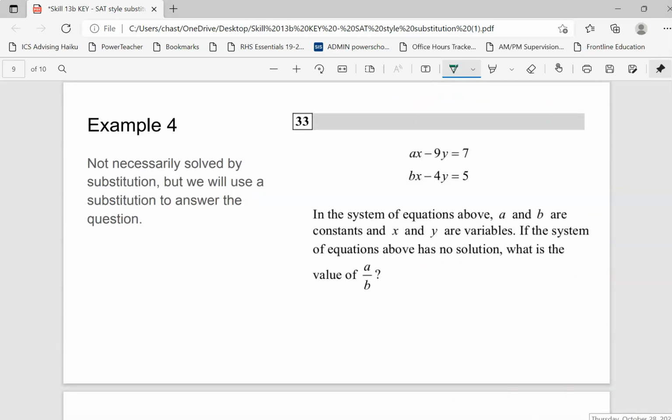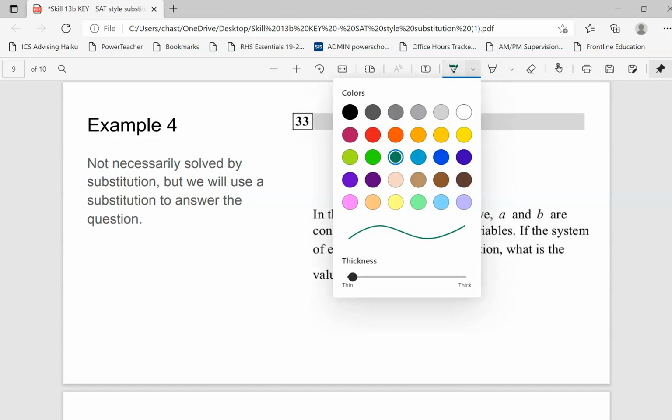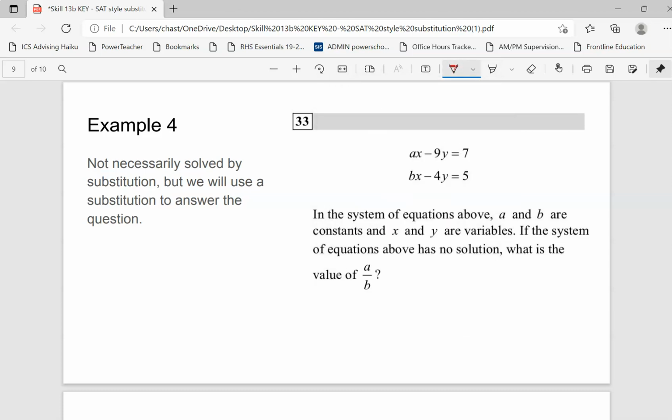For the next one, this one we won't necessarily solve the equation with substitution, but we will use substitution in our answer. So in the system of equations above, a and b are constants and x and y are variables. If the system of equations above has no solution, what is the value of a over b? All right, so we need to eliminate the y variable so we can figure this out.